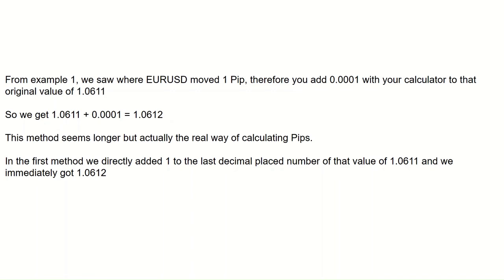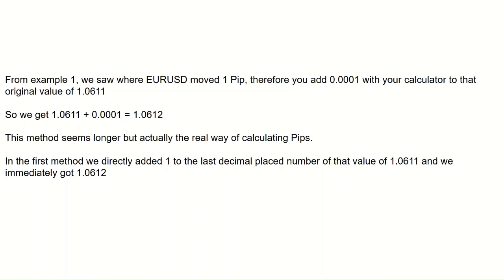Let me recap. I already told you that for most pairs, we calculate them from the fourth decimal number. So if a pair moves by 1 pip, then it moves by 0.0001. If you look at the 1, it is at the fourth decimal place. It means for every movement of all the currency pairs, they move by 0.0001. I hope you are getting it. Now, if they tell you that a particular pair makes a 1 pip movement, then we are going to add 0.0001 to that particular current market price.